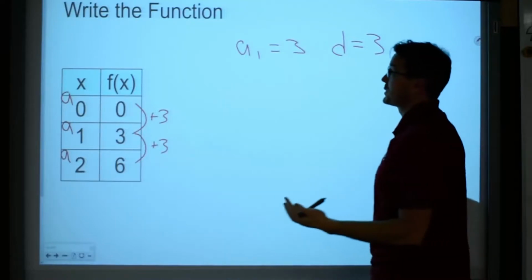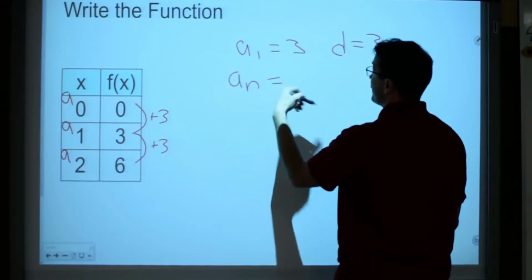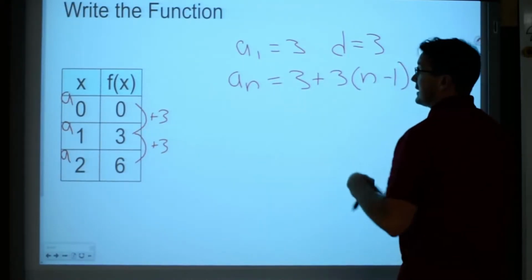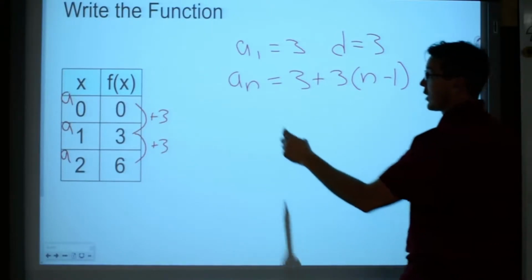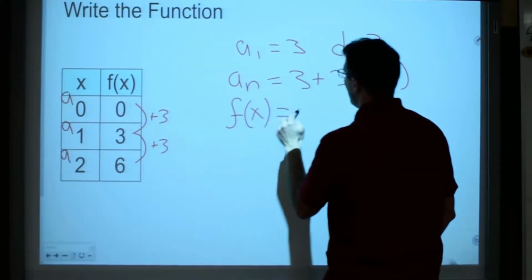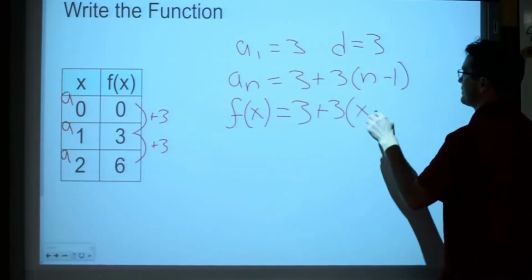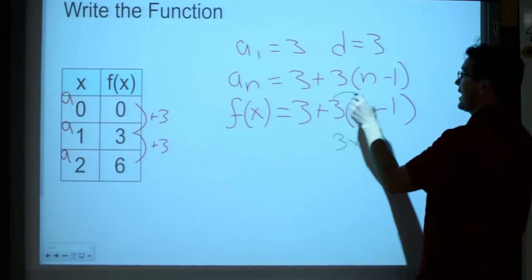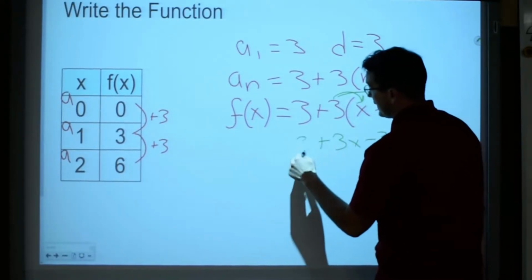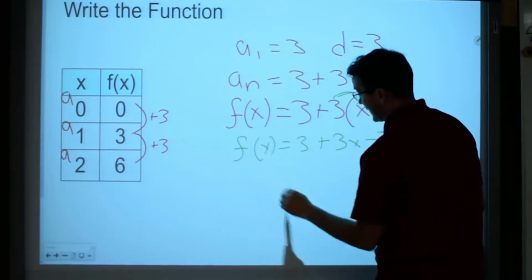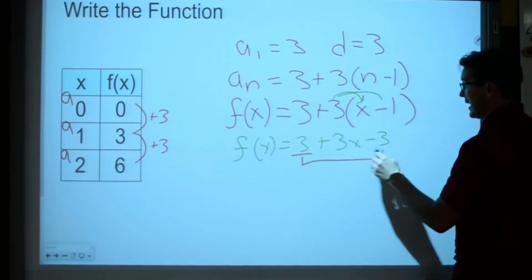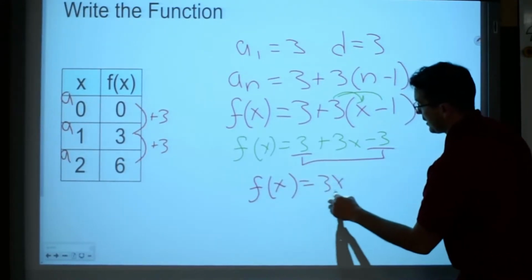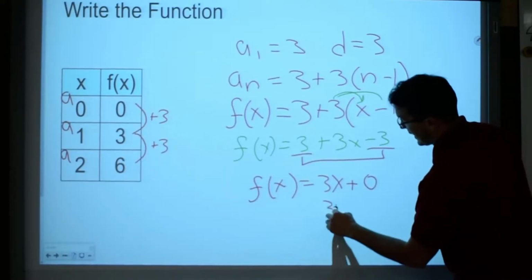And so if we were writing the explicit formula, we would write a sub n equals the first term, which is 3, plus the difference, which is 3, times n minus 1. Now, if we want to turn it into a function, we could. We could go f of x equals 3 plus 3 times x minus 1. And then we talked about simplifying by distributing. It's a lot of work. 3 times x, 3 times negative 1 is negative 3, plus 3 equals f of x. And then finally, what are our like terms? 3 and negative 3 can be simplified. We get f of x equals 3x plus 0, or just 3x.